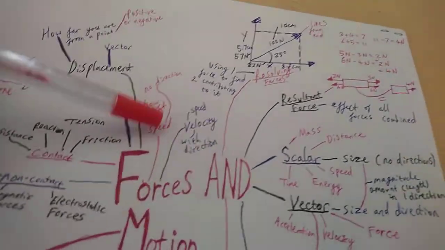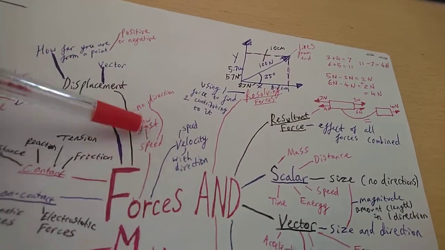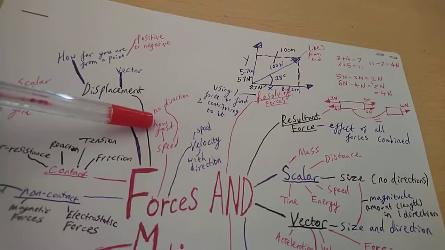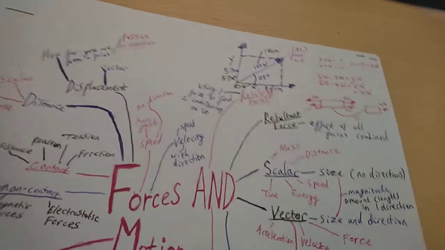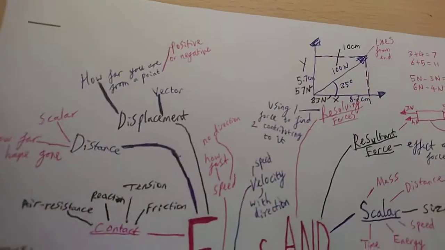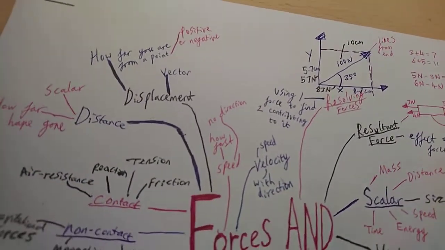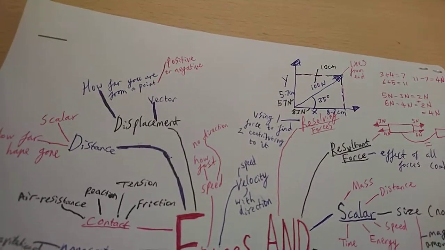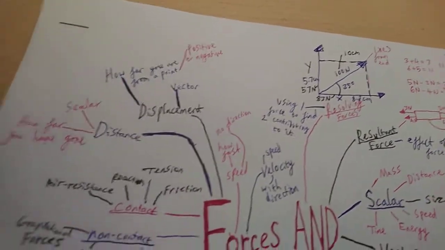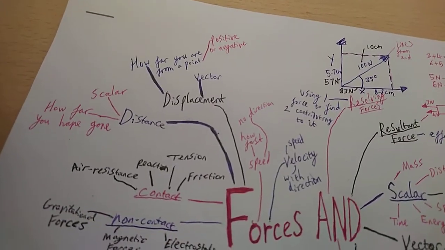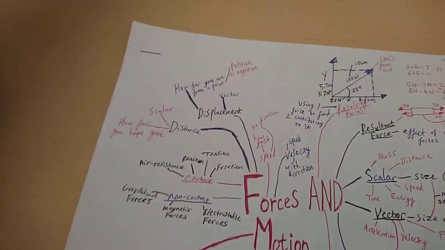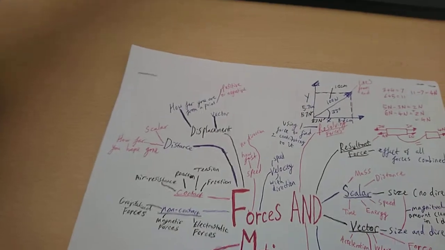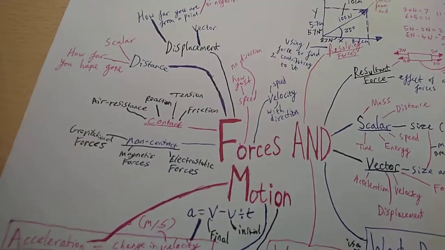Again, velocity is speed with direction, and speed is how fast with no direction, which means that speed is a scalar, and velocity is a vector. Displacement is a vector. It's how far you are from a point. It can be positive or negative. Whereas distance is how far you've gone, and it's scalar, and it can't be negative, because if you go back, you're still going somewhere. You're not taking into account the direction.